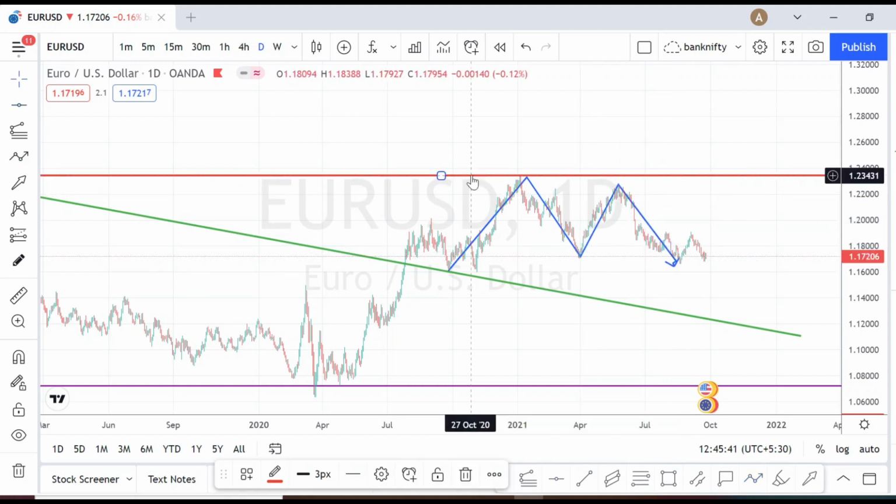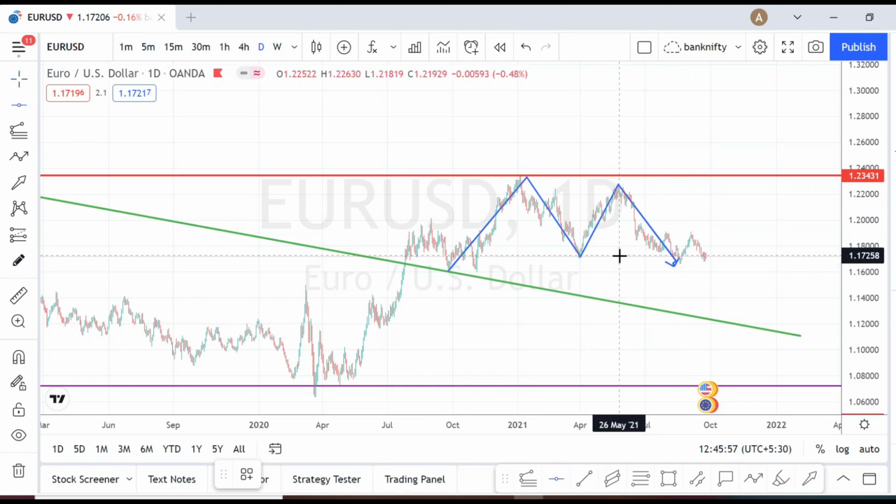Here we can notice that it has formed a very nice double top pattern. It has gone up, tested the resistance, again retraced, again gone up, tested the resistance, again retraced, and this is going to be the support area.